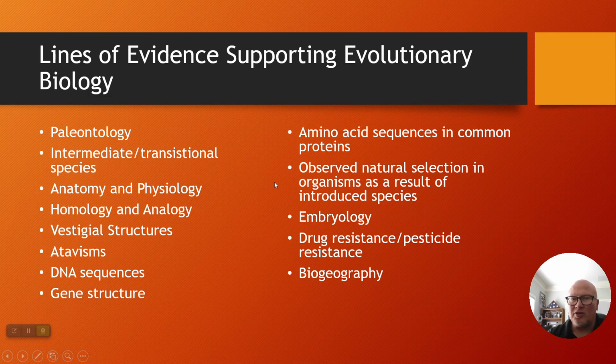Looking at the gene structure of organisms, the amino acid sequences. Now, amino acids, that would be proteins. Looking at observed natural selection of organisms and introduced species. So when we take a look at the way that things behave when we introduce a new species, we can see how natural selection works there. Embryology, that is looking at embryological development, looking at drug resistance and pesticide resistance, and then biogeography. So all of these different areas lead right into evolutionary theory and give us the evidence that we need to say that evolution is happening. We see it, we understand it, we know that it's taking place.